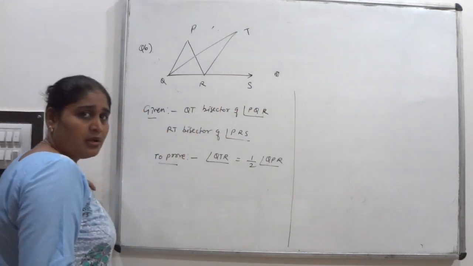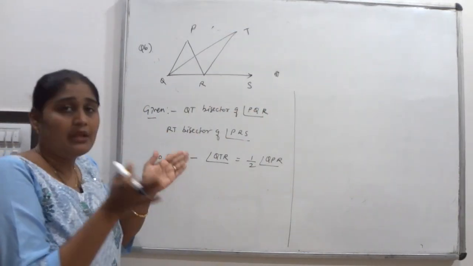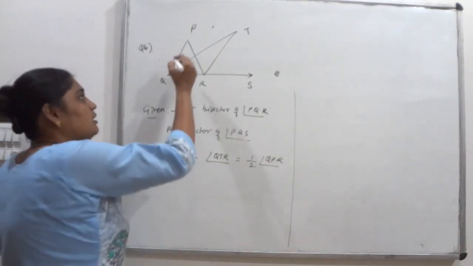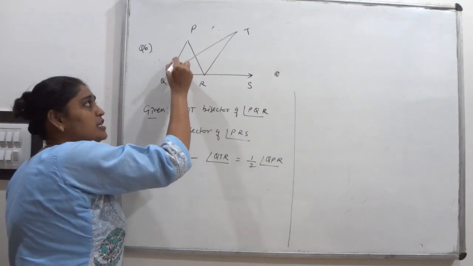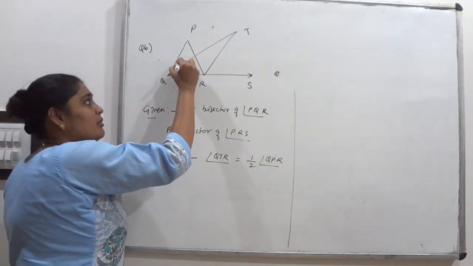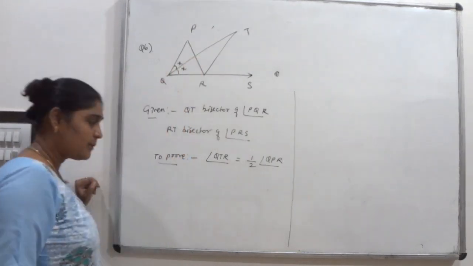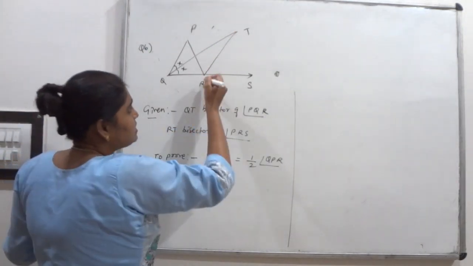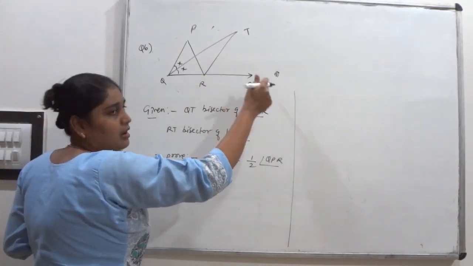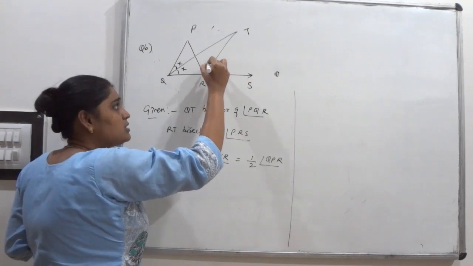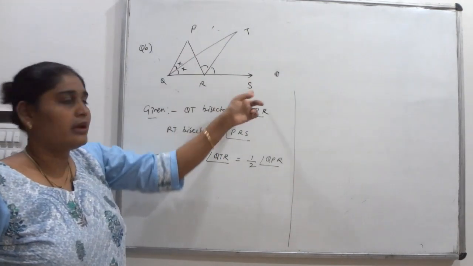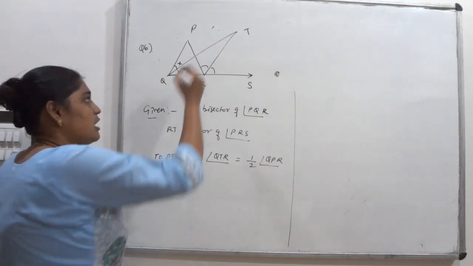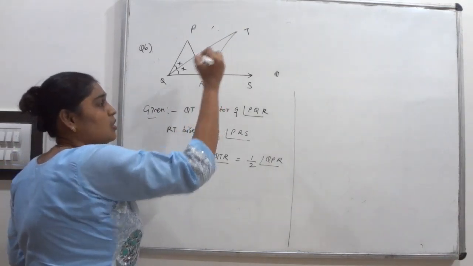Bisector means the angle which is divided equally into two parts. That means QT divides the angle PQR, so these two parts are equal. I am taking this as x, this is also x. Then RT is the bisector of angle PRS, so this RT divides the angle PRS into two equal parts. Therefore I am taking this as y, this is also y.